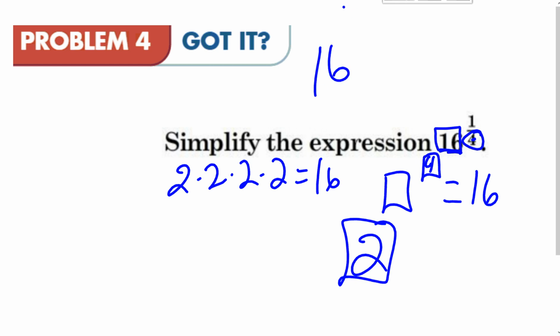So another way you can do it is like this. Put a box here as your answer, and you can just ask yourself, what times itself 4 times is 16? So what times itself this many times is 16.